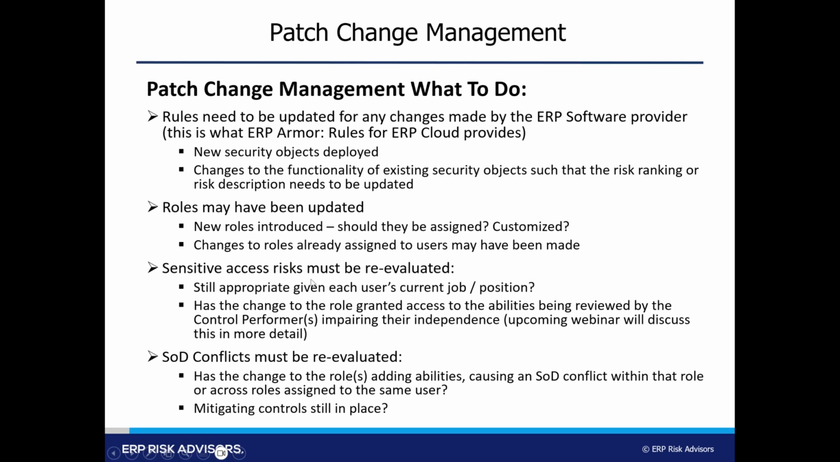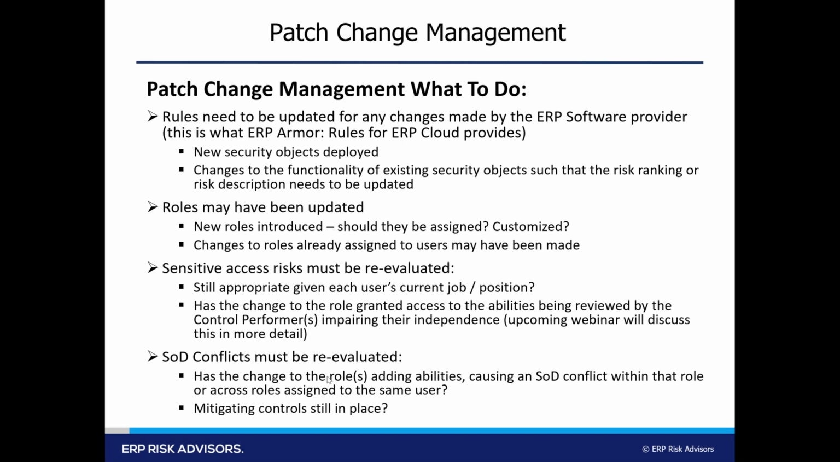So what we would say is you need to reevaluate sensitive access risk. Your rules are updated, you rerun the sensitive access analysis on all your roles and say, did the patch add any new sensitive access risk in the roles that we need to pull out, or do we need to customize a role that we haven't customized before? And then, has the change to the role granted access to the abilities being reviewed by the control performer? We're going to talk about that in the next session. Are the people that are monitoring controls being given something new that undermines their independence as the control performer? I'm going to talk about that a lot in the next webinar.